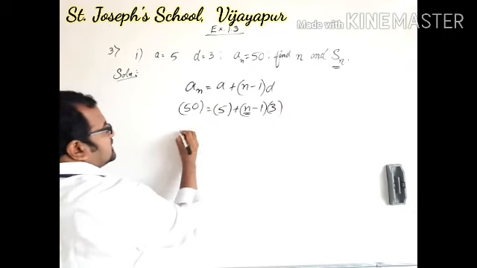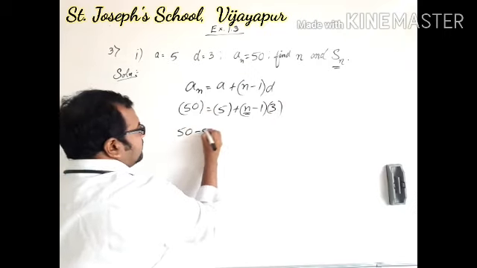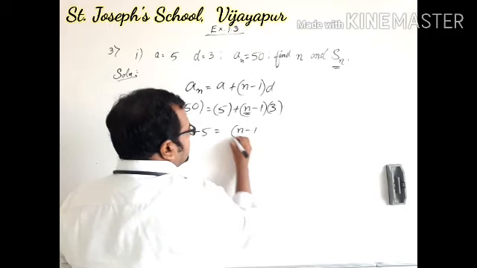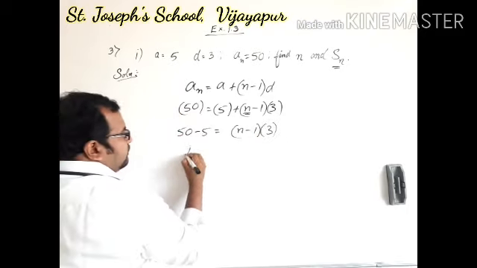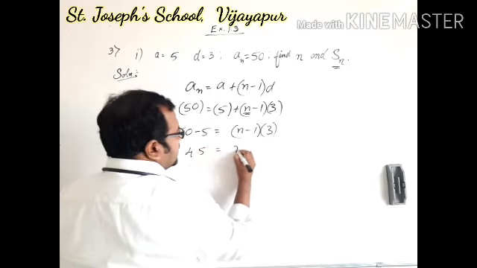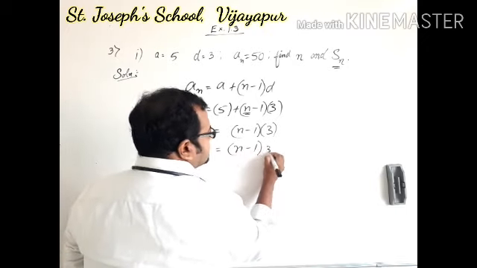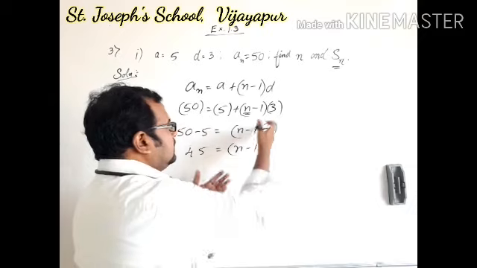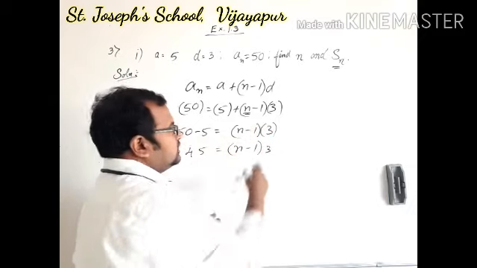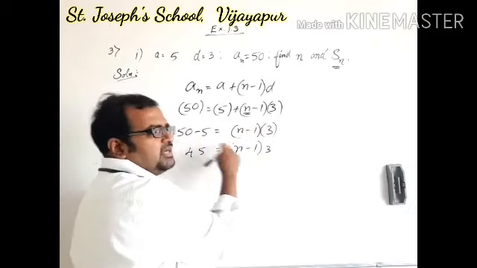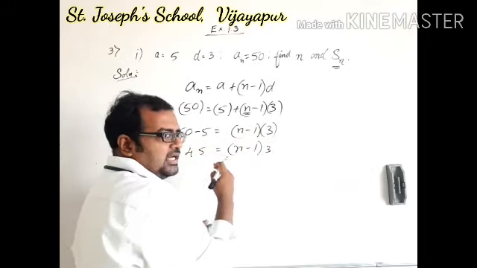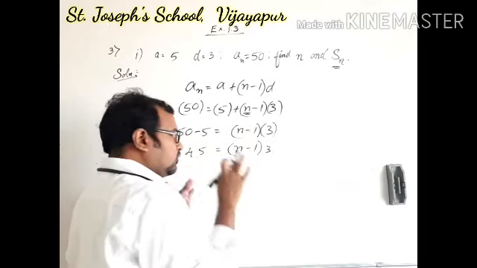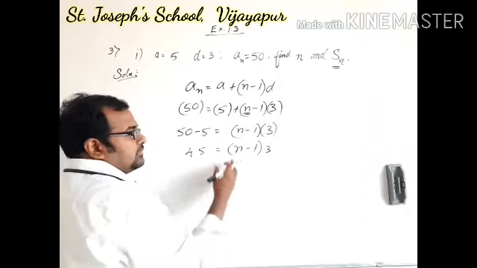So 5 comes to the other side, becomes 50 minus 5, which is equal to n minus 1 into 3. 50 minus 5 being 45 is equal to n minus 1 into 3. Some of you can also apply the distributive law. Here the distributive law can be applied and this can be written as 3n minus 3, where minus 3 will be brought to the other side and this will become 48. That also can be done. Or there is another method.